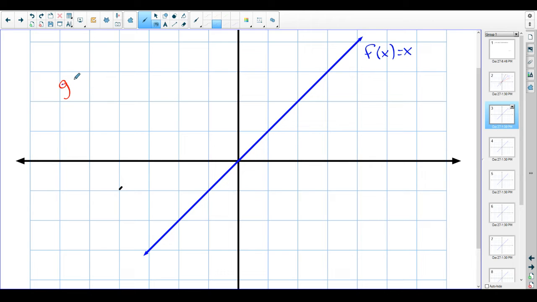Leave me alone. So it's going to say g of x equals 0.75.